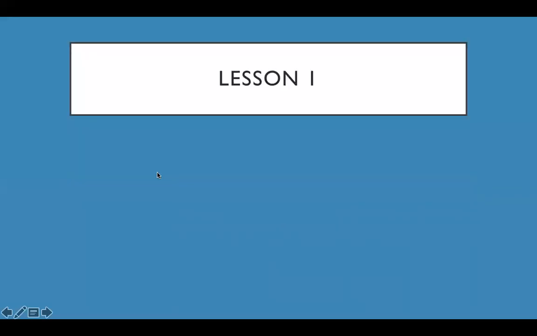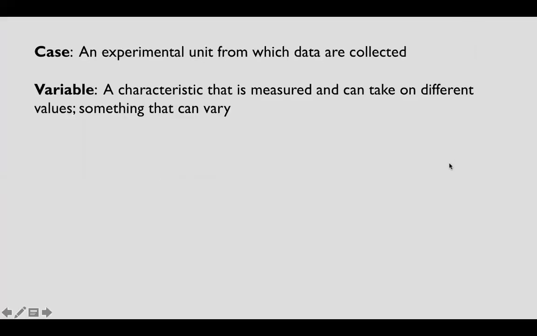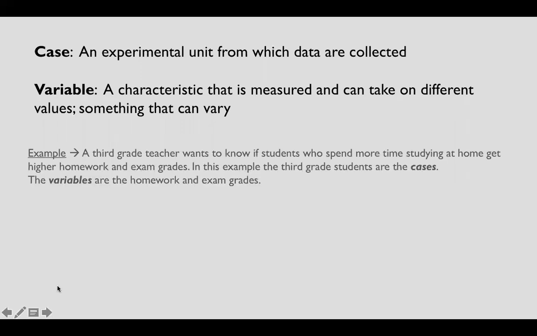Okay. So we're going to start with lesson 1. And if you remember going back, a case is an experimental unit from which data are collected. And a variable is a characteristic that is measured and can take on different values. An example of that, if you're having trouble putting it in perspective, is a 3rd grade teacher who wants to know if students who spend more time studying at home get higher homework and exam grades. So here in this example, the 3rd grade students are the cases, and our variables are the homework and exam grades, because these are what are measured, and they can each take different values.